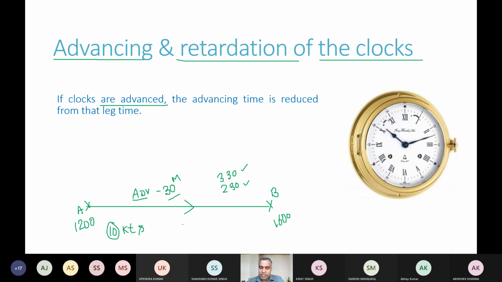Okay, but how will we know this effect? First, we have to find the duration, how much time it took to go from A to B, whether it is 3 hour 30 minutes or 2 hour 30 minutes. Once we know the duration, then we can find the effect of this advancing and retarding on the distance covered as well as on the drift of the current. Right?